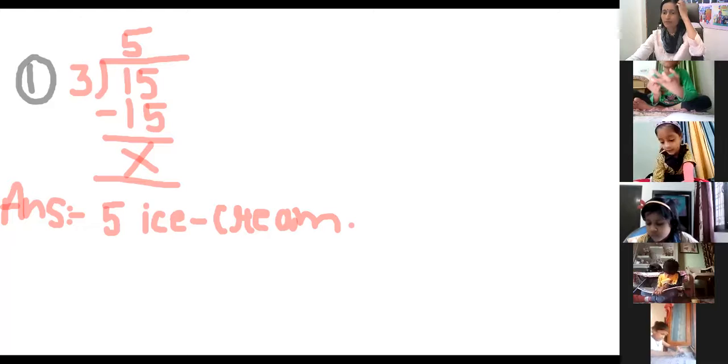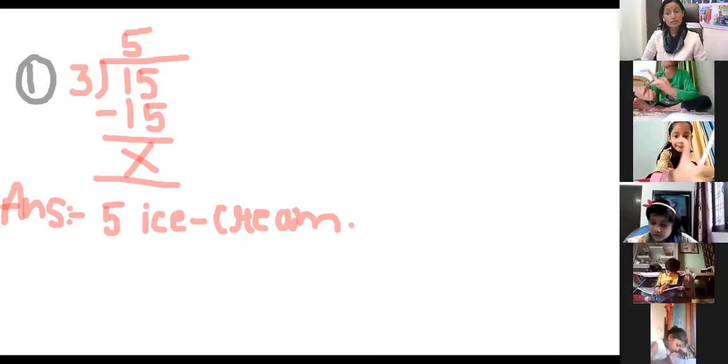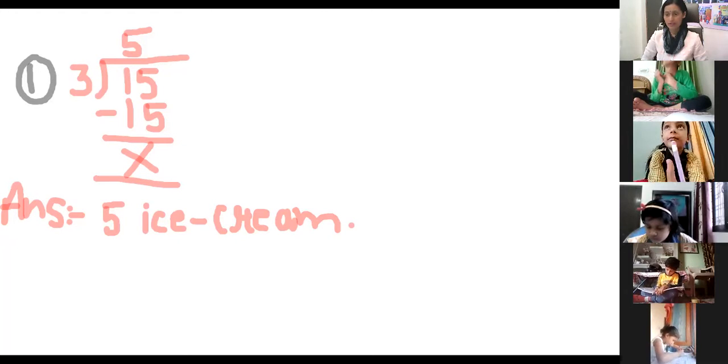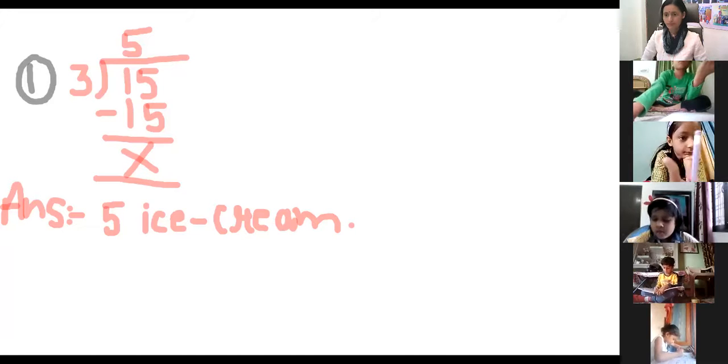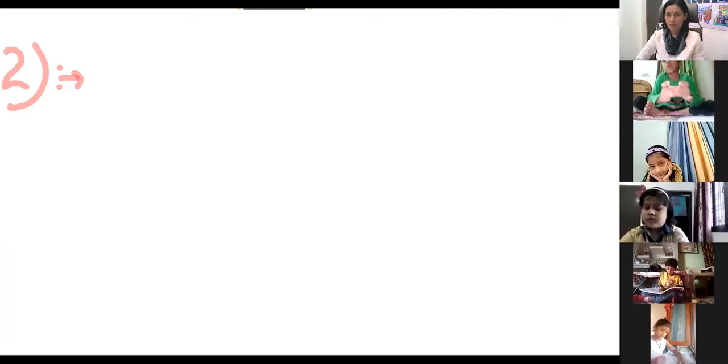5 ice cream. When you are done, then raise your hand. And it should be in very good writing, okay? It should be in very good writing. Good, Jagrati. Read the second sum of page number 90. Yes, ma'am. Okay.